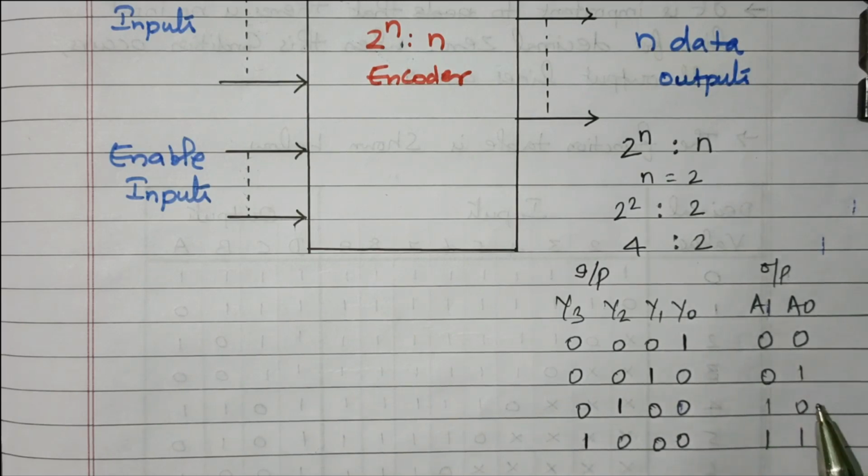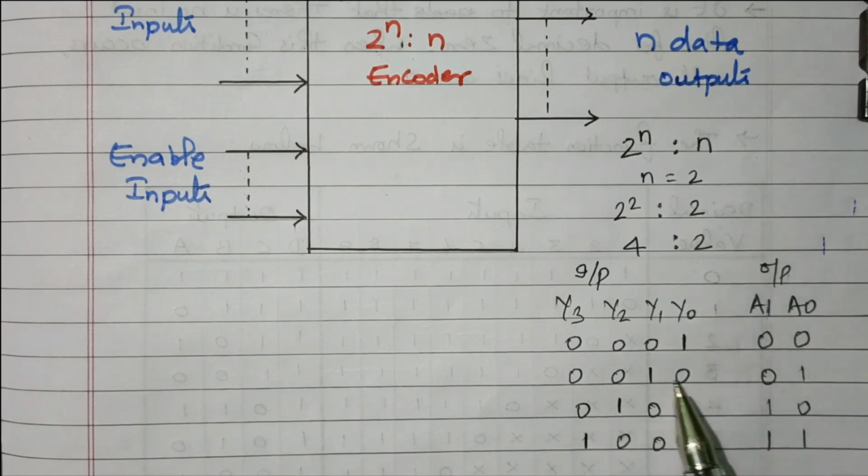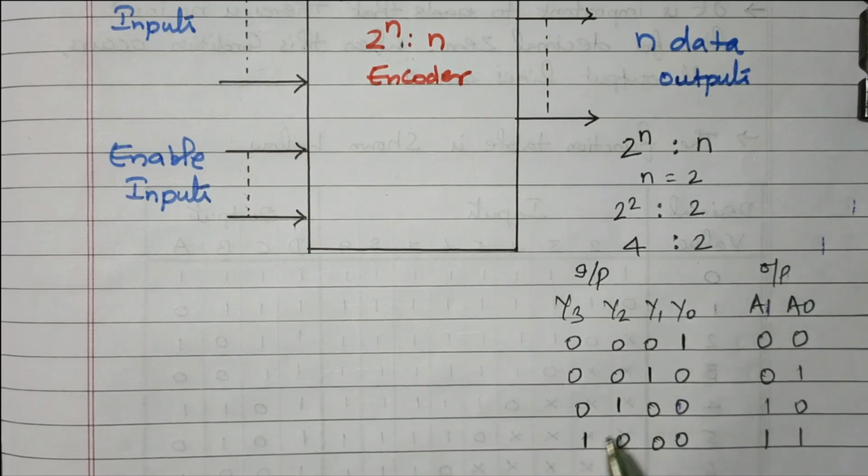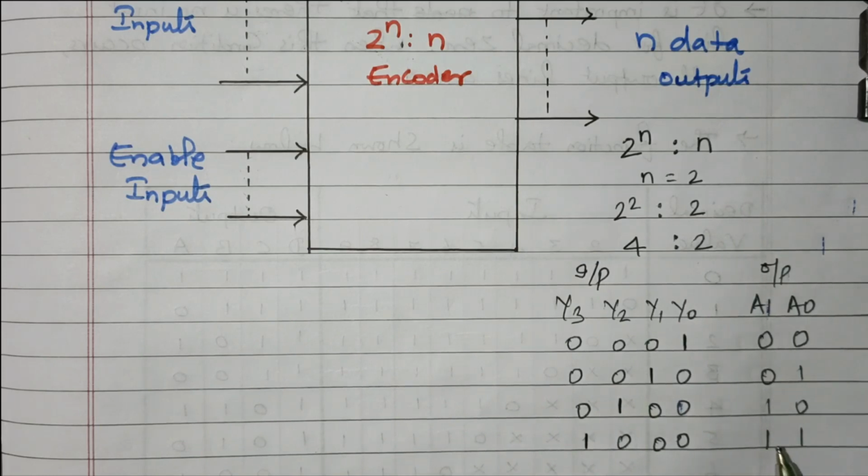For a0, these two are 1s, the second and fourth. What are the corresponding inputs here? y1 and y3. So we need to add y1 and y3. y1 plus y3. So we need one more OR gate. By connecting y1 and y3, we'll get the output a0, right? So the logical expressions are a1 equals y2 plus y3 and a0 equals y1 plus y3. That can be implemented with OR gates, so that we get the required 2 digit output.